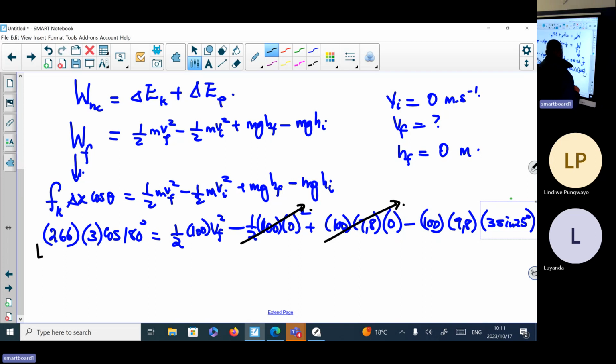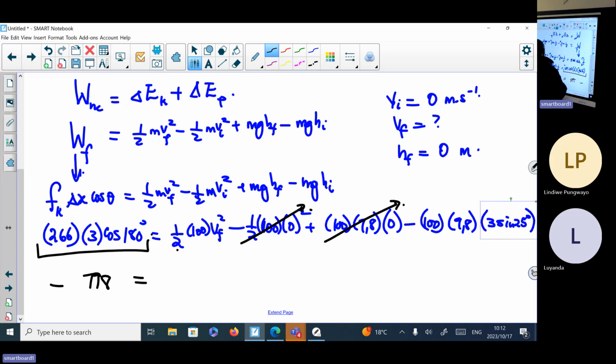And let's start with this side. 266 times 3 times the cos of 180. What do we get there? What do we get? 798. Am I correct? Negative 798. Yes.